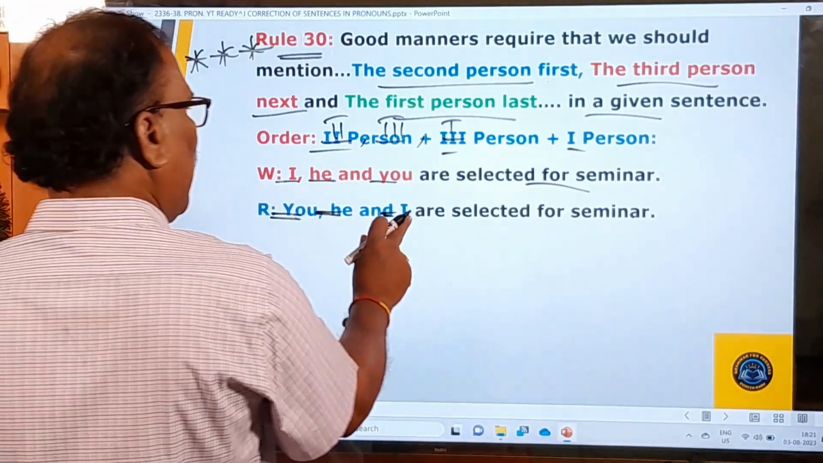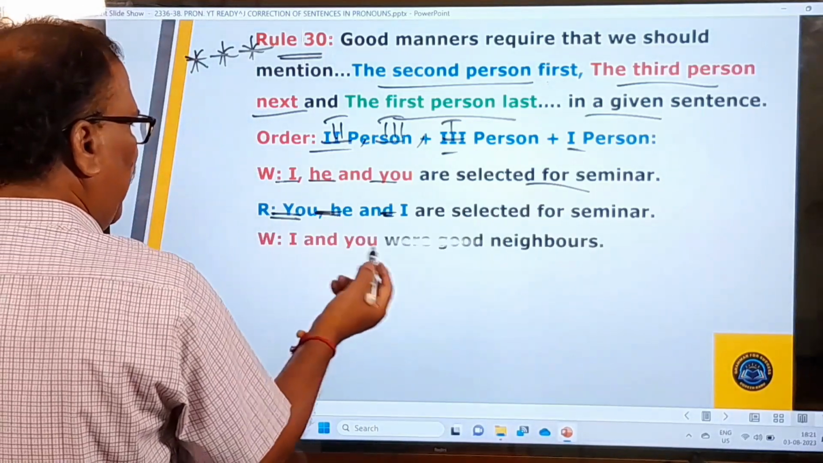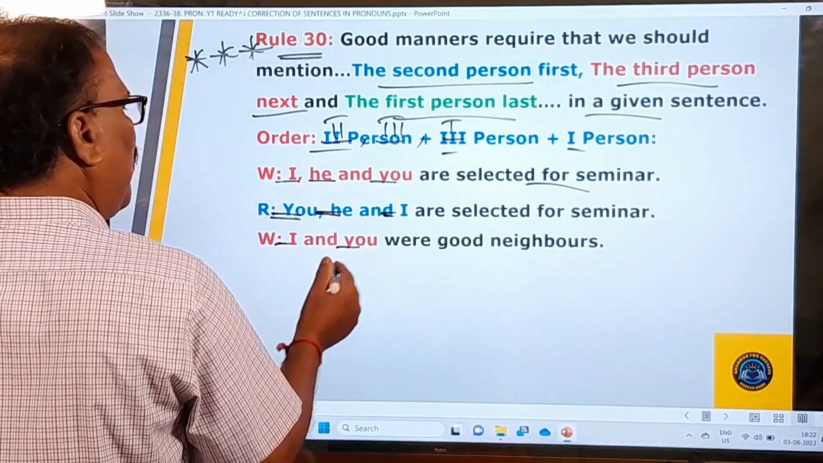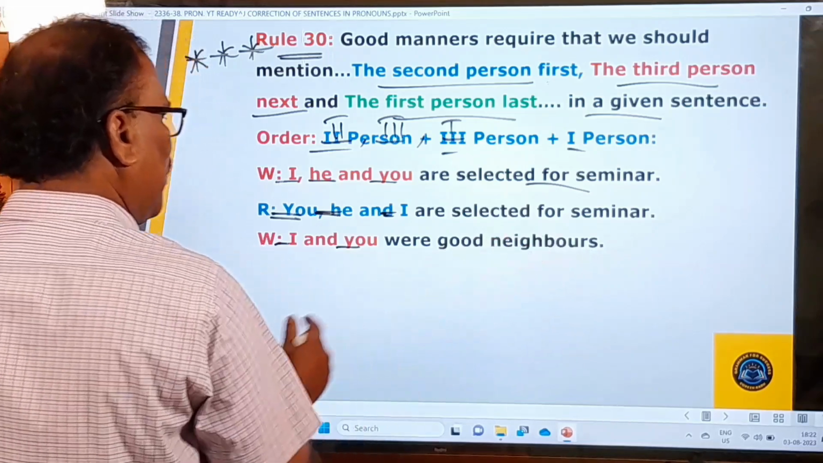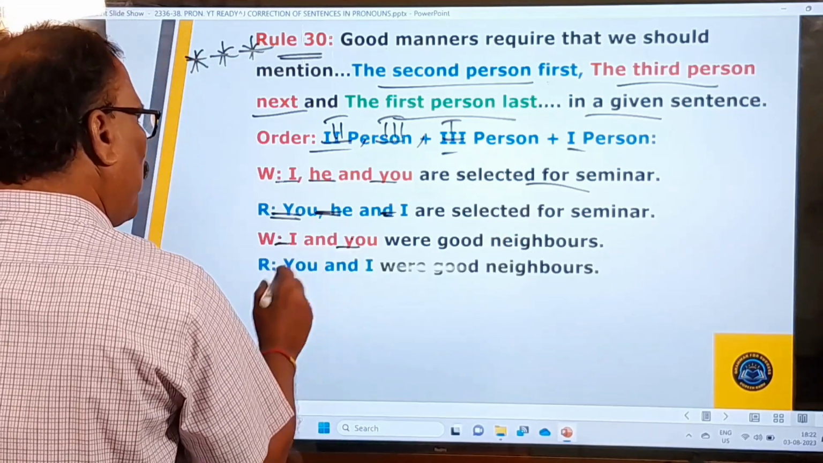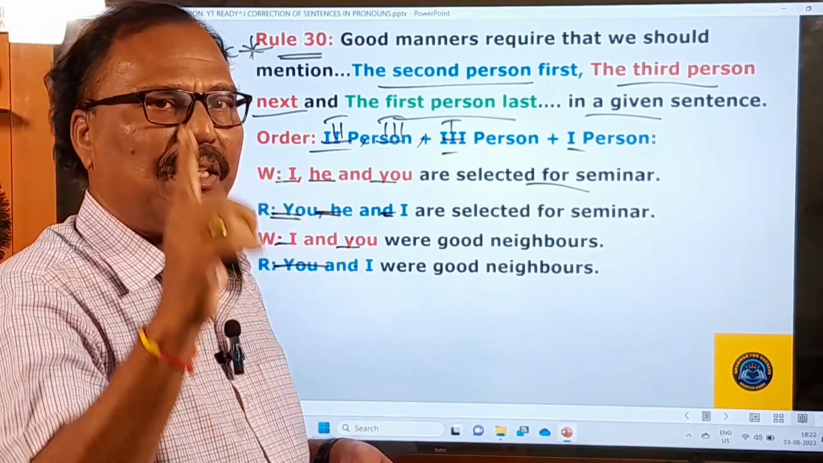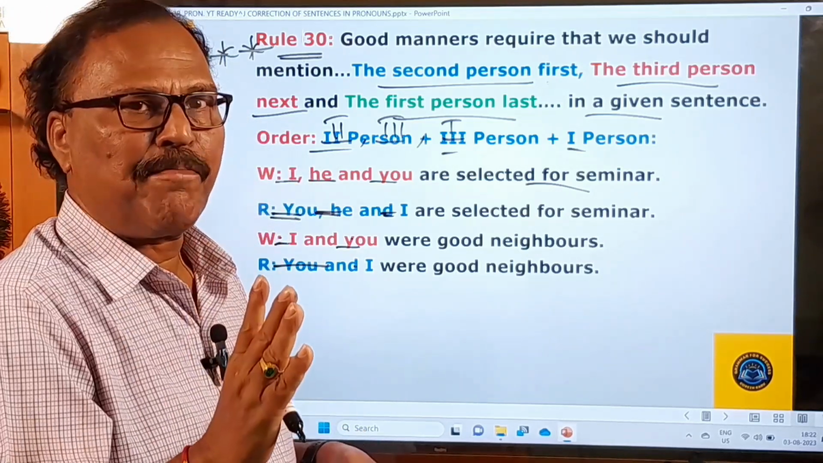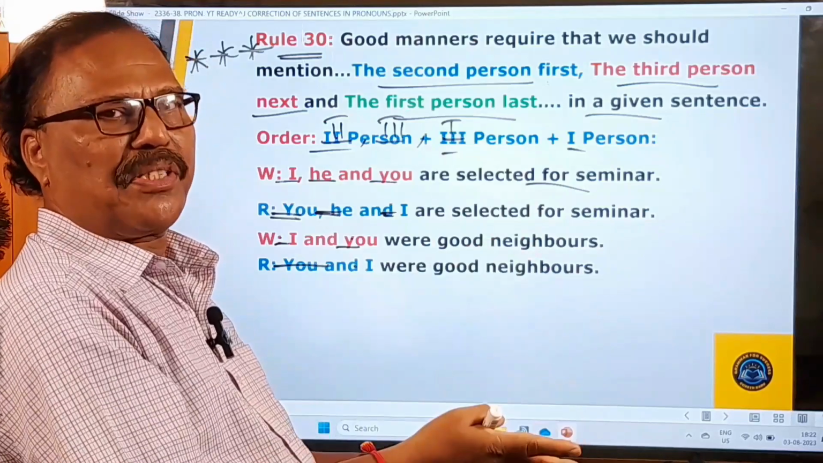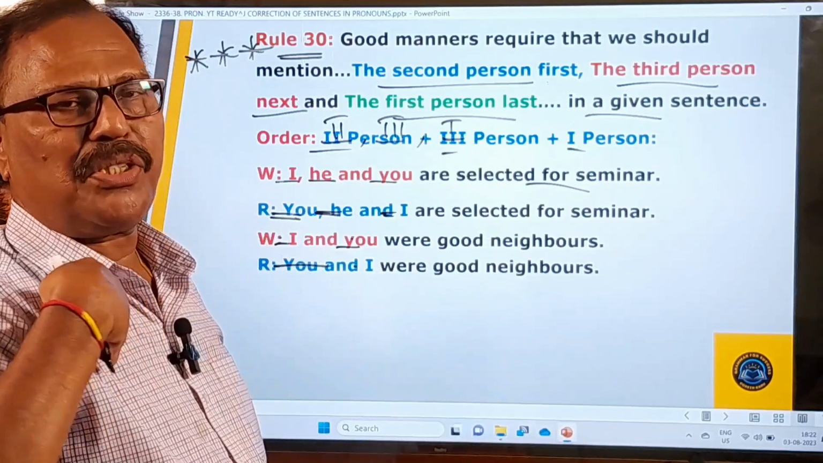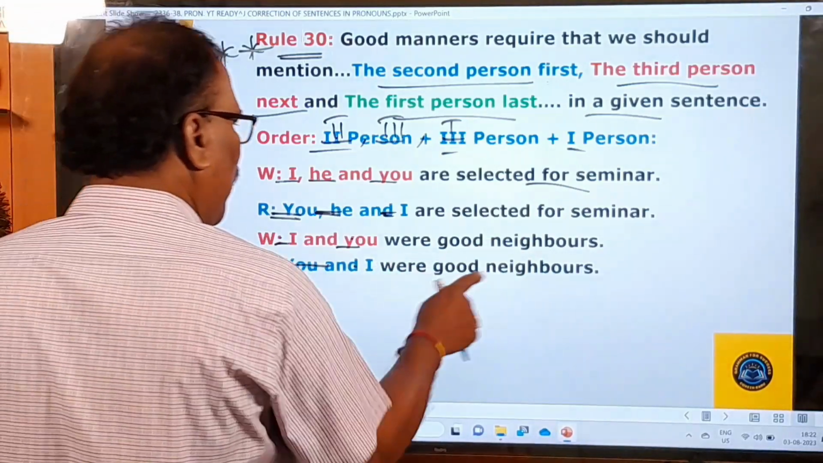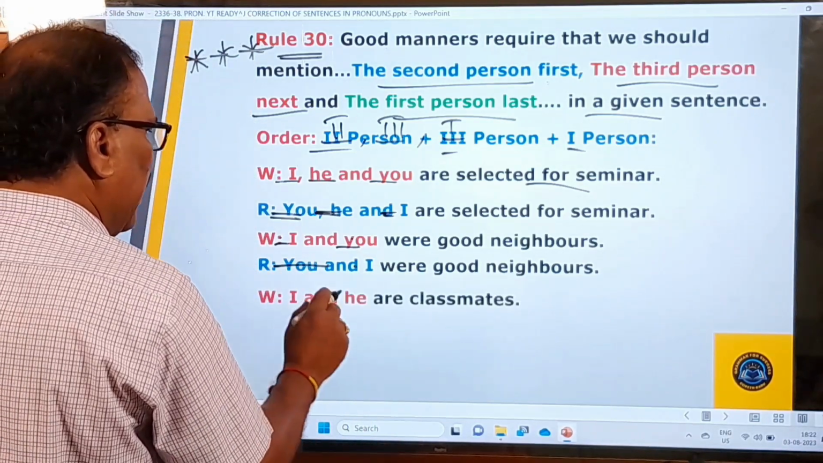"You, he, and I are selected for..." So very interesting, very easy. "I and you were good neighbors." Okay, that is not right. "You and I," because always you must mention the second person first. That's very important. Next, the third person, if at all there is a third person. Otherwise, next, last, yourself. Okay, "You and I were good neighbors."